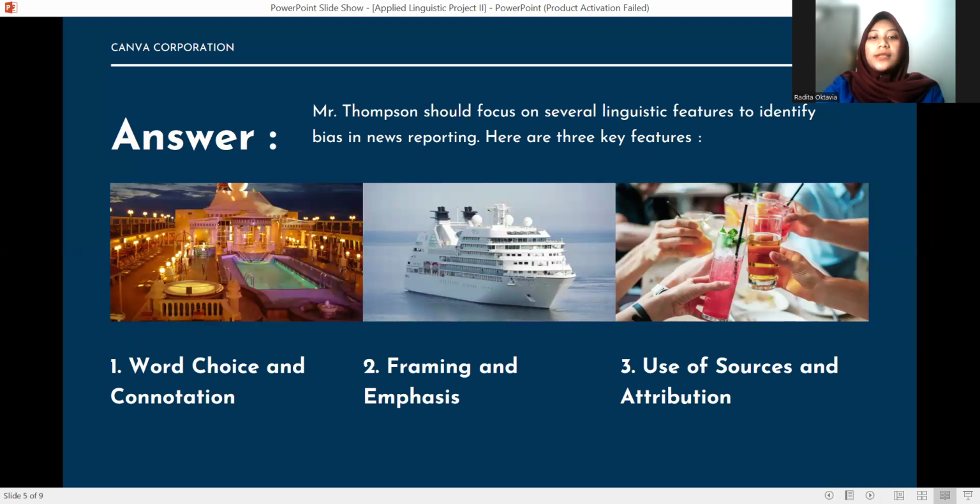And the last one is use of sources and attributions. The selection of sources and how their statements are attributed can also indicate bias. This includes whether sources are named or anonymous, their perceived credibility, and the balance of the perspectives presented.